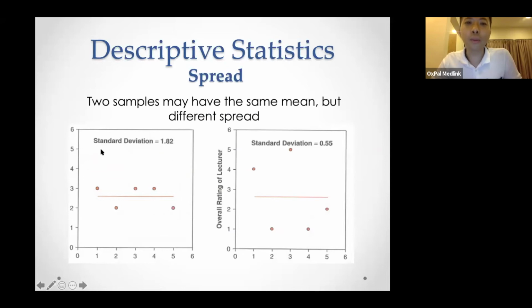So two samples may have the same mean but different spread. We can see here they have the same mean, but the data points are very close to the line here, and in the data on the right, the data points are very far away from the line. So this is a question for you. Is there something not quite right with the diagrams, or is everything fine? If everything is fine, select true.